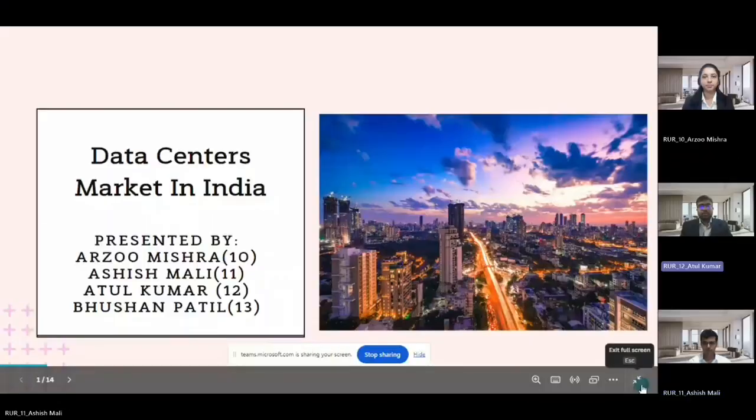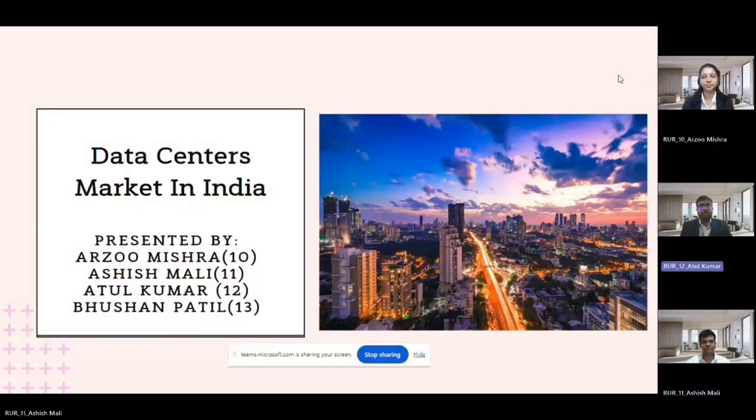Hello everyone, we are students of Verinkar Institute of Management, Mumbai, and as a part of our business consulting assignment, we are here to discuss the topic of the market of data centers in India. So in this topic, I, Atul, along with my teammates Anish and Bhushan, will describe the topic in detail.